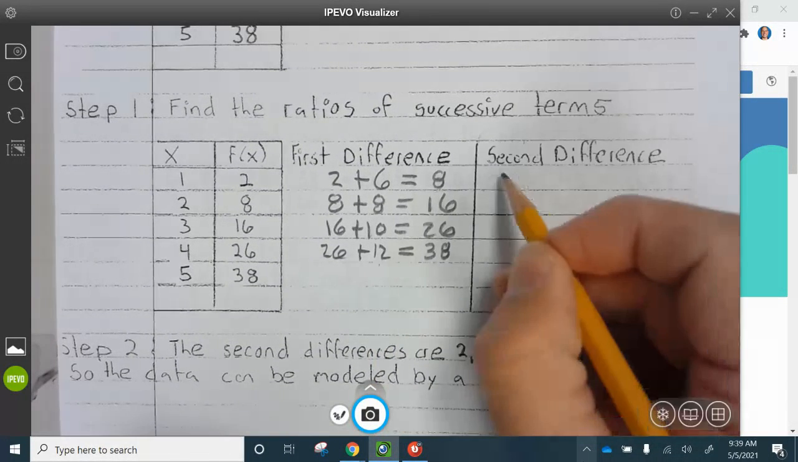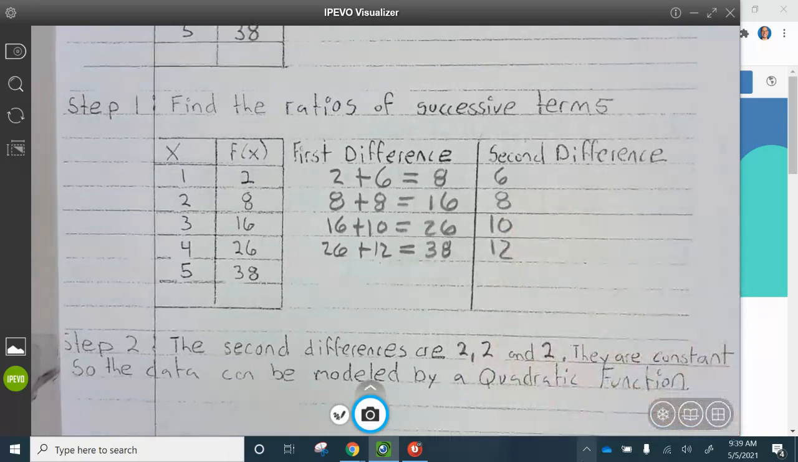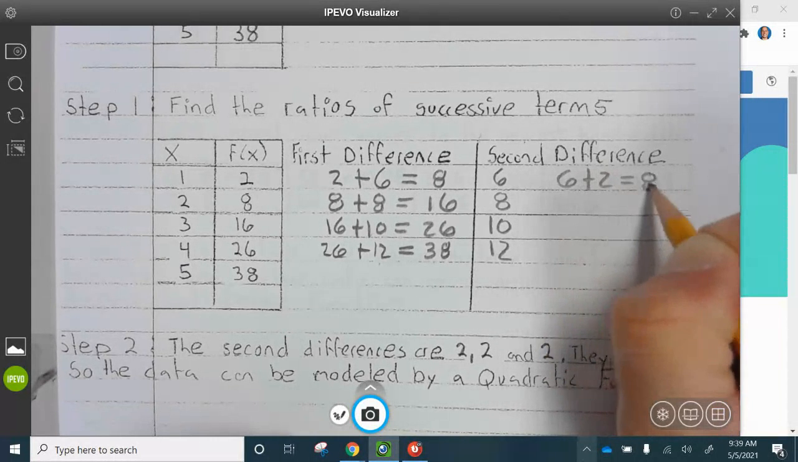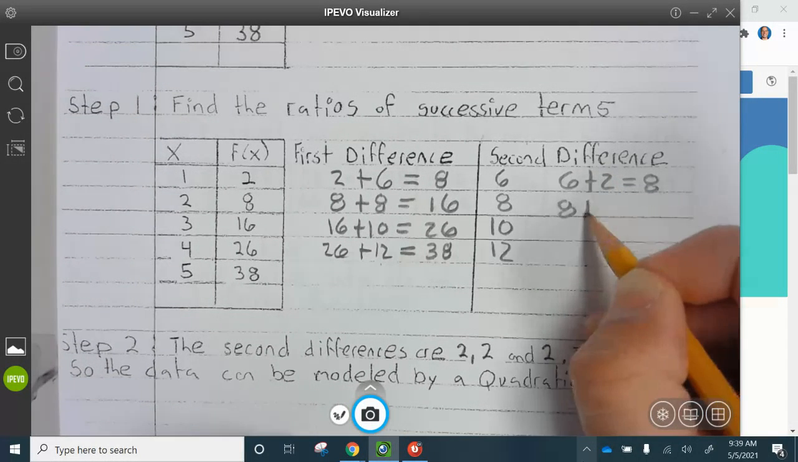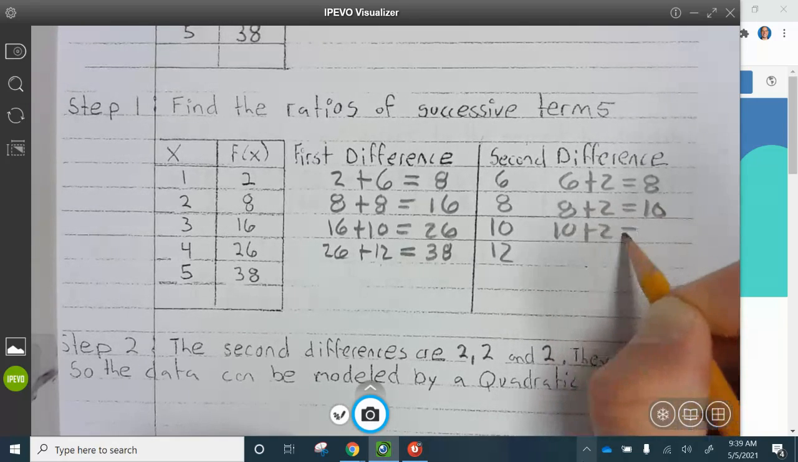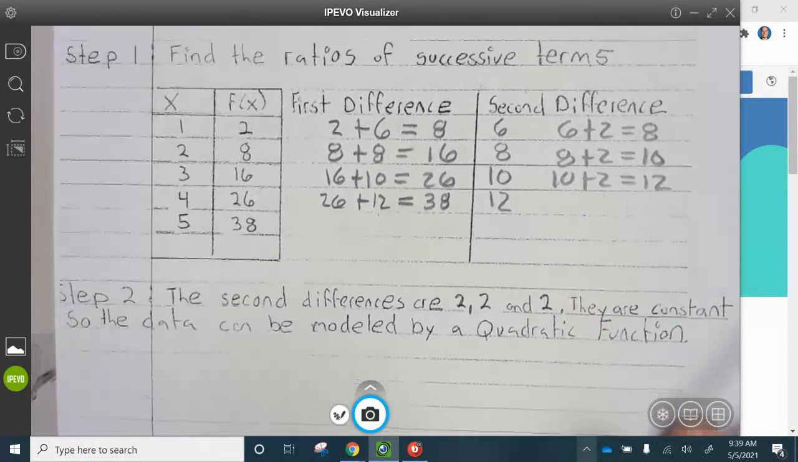Now let's use the 6, 8, 10, and 12 from the first difference to look at the second difference. So 6 plus 2 equals 8. 8 plus 2 equals 10, and 10 plus 2 equals 12. So the second differences are the same.